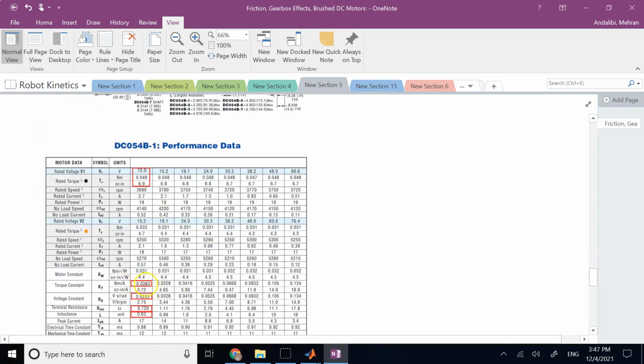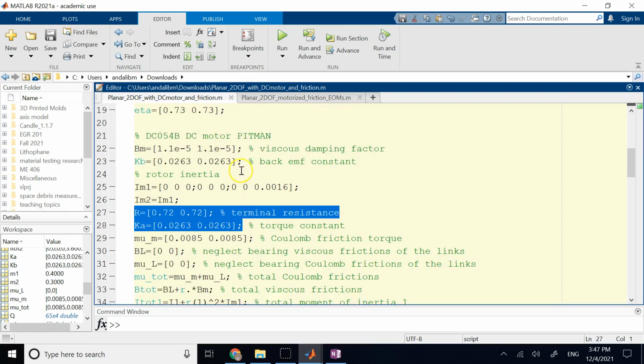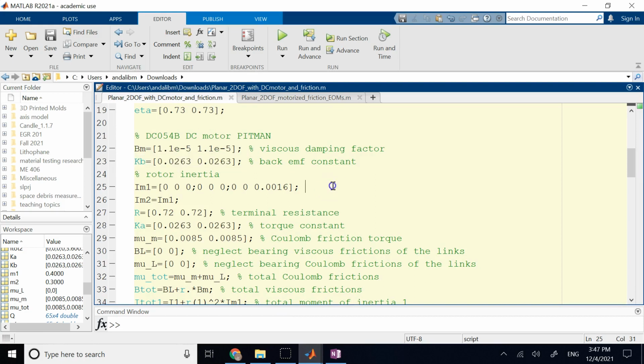This is 0.0263 torque constant, 0.0263, the same thing, back EMF constant. Terminal resistance is 0.72, which you can see here and here as well as here. So you see all of the data are coming from realistic DC motor and gearbox spec sheets.